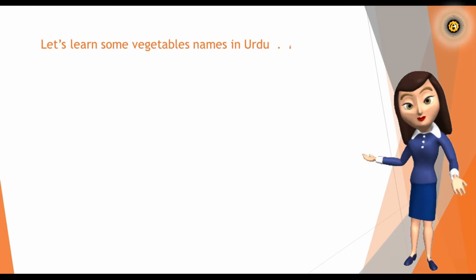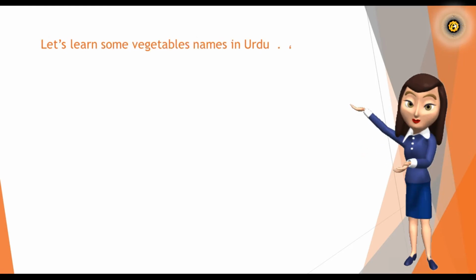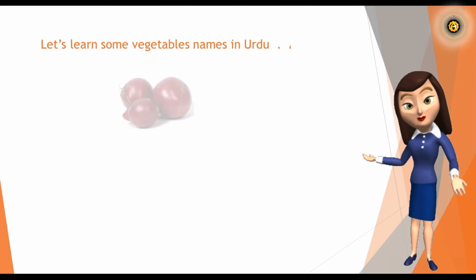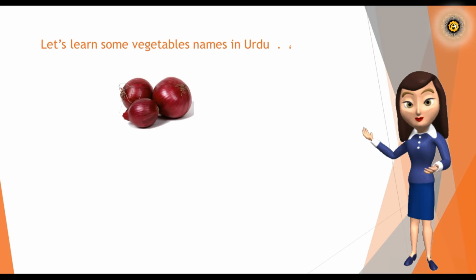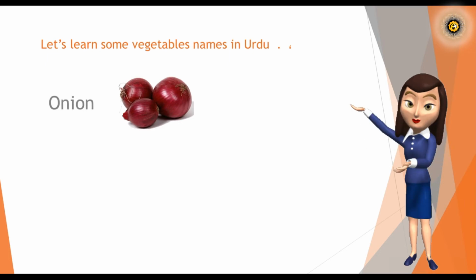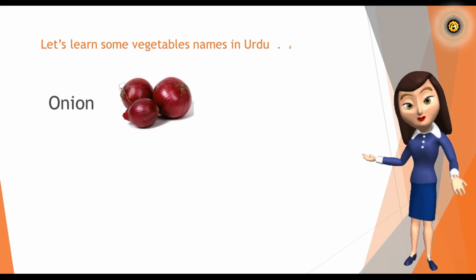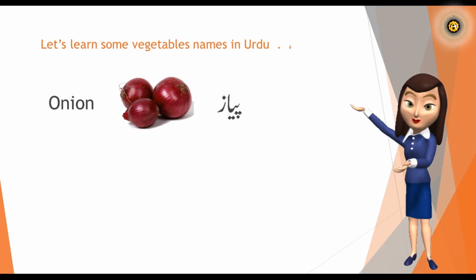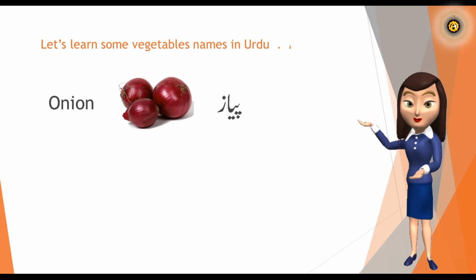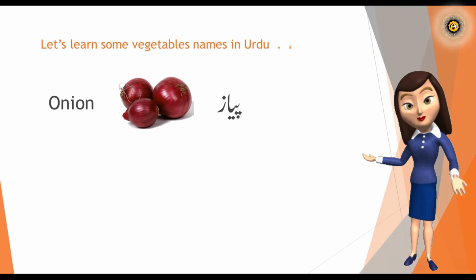Now let's learn some vegetable names in Urdu. Are you ready? Okay, now let's see. These are onions. And in Urdu, pyaz. Pyaz. Onion, pyaz.